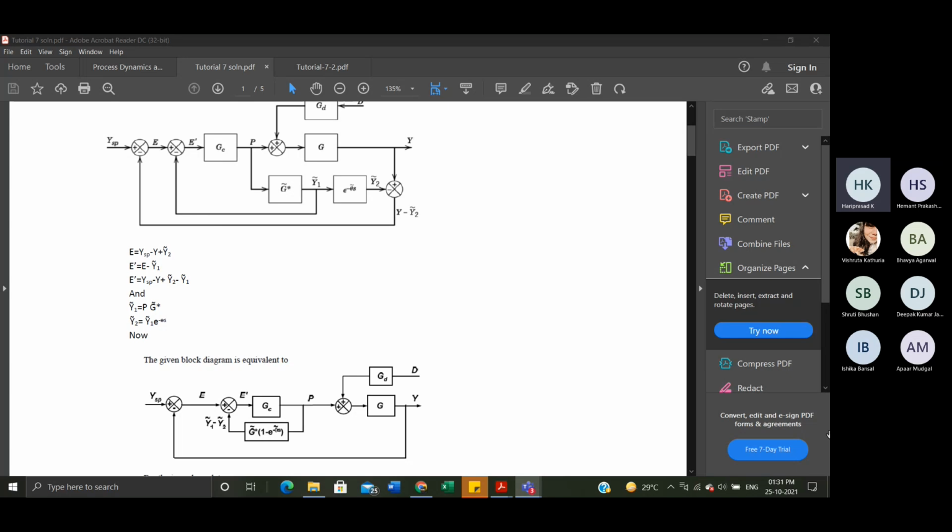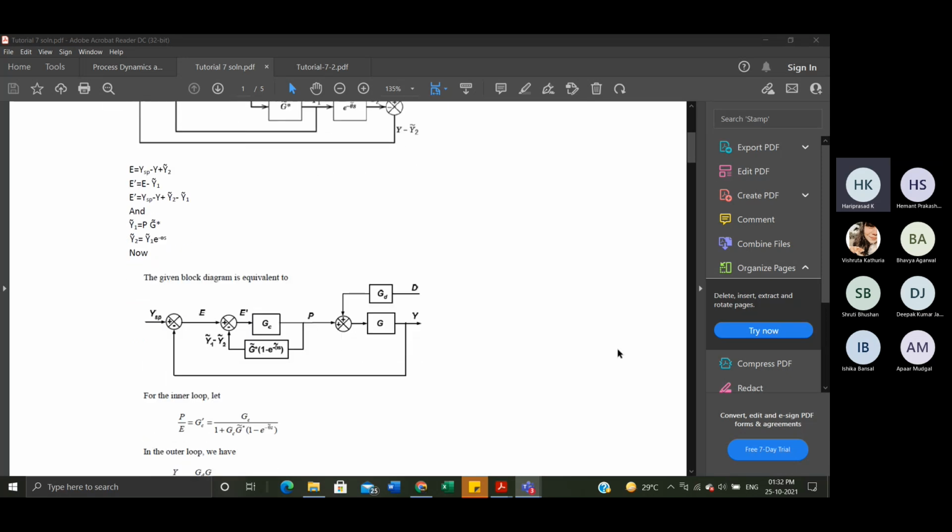So then I think it is quite standard, as Abar mentioned now. The inside loop, you can calculate the overall transfer function by forward divided by 1 plus forward times the loop. So that would become P by E. And once that is done, you can keep that as a loop there and again simplify the remaining. Is that clear now?